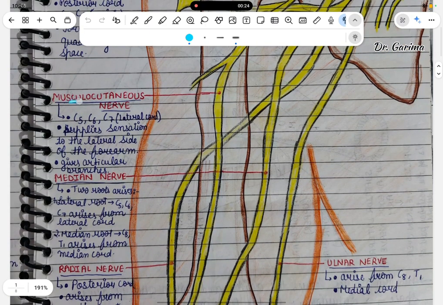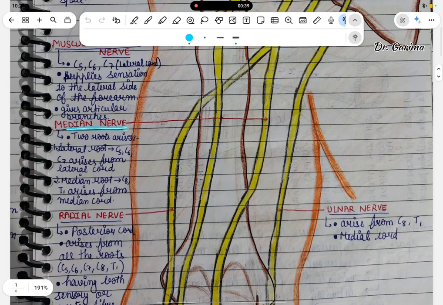Then second is the musculocutaneous nerve. It is the lateral cord nerve and it arises from C5, C6 and C7 and supplies sensation to the lateral side of the forearm and also gives articular branches.